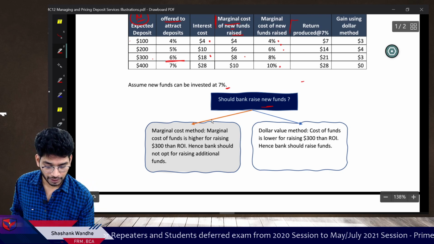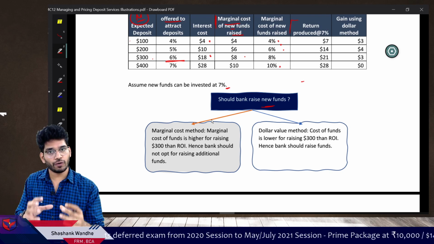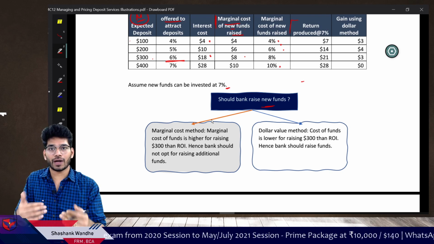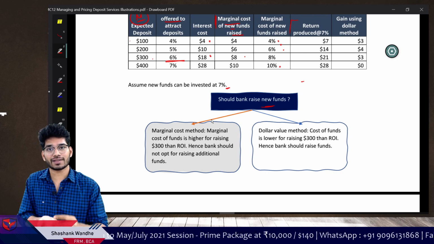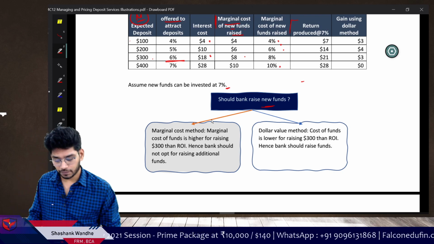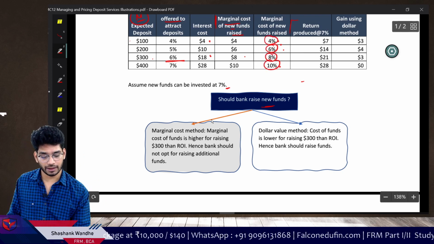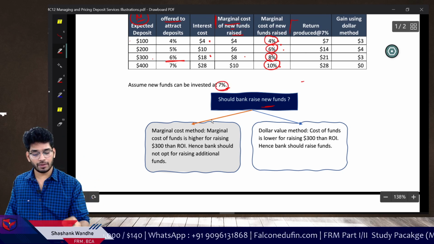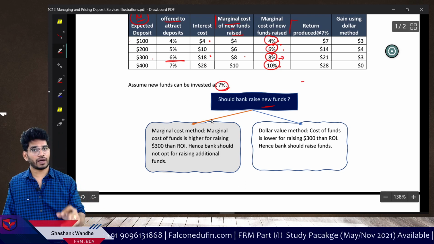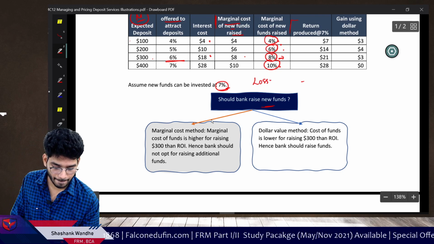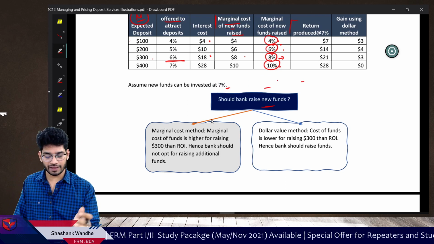But remember one thing, if you apply the marginal cost method, marginal cost as in when you procure new funds, that is, if you want to procure additional funds, for procuring additional funds you have to pay some extra cost. When you pay extra cost, maybe it is not in your favor. So see what happens. This is your marginal cost, 4%, 6%, 8% and 10%. You can see here, if you are able to lend at 7% and you are incurring a marginal cost of 8%, you are producing losses.